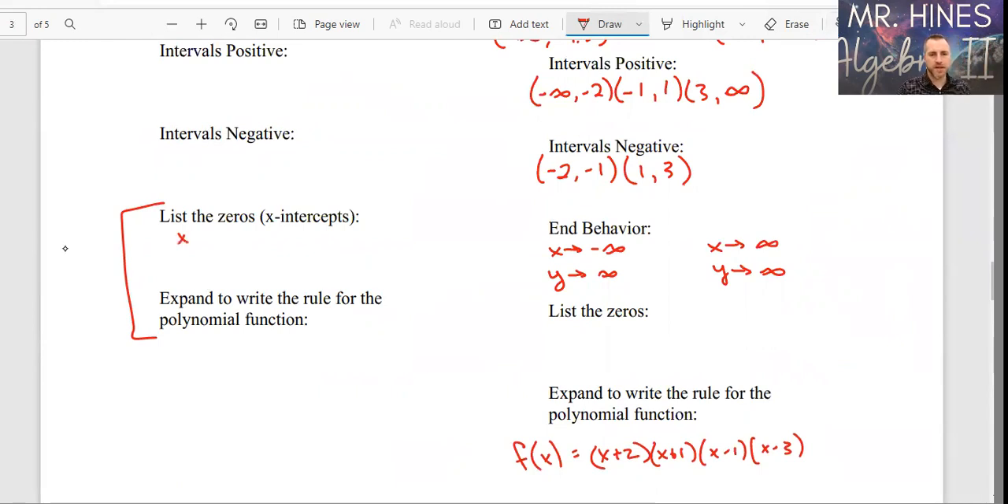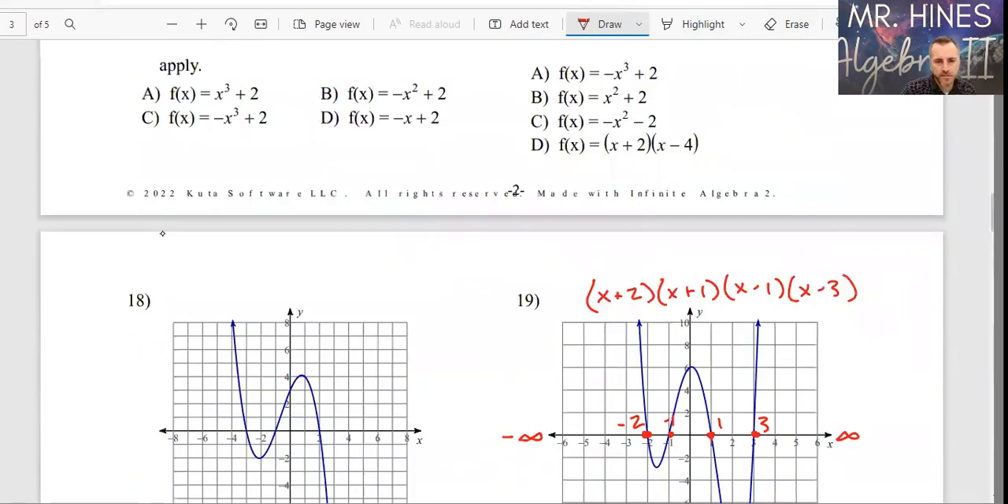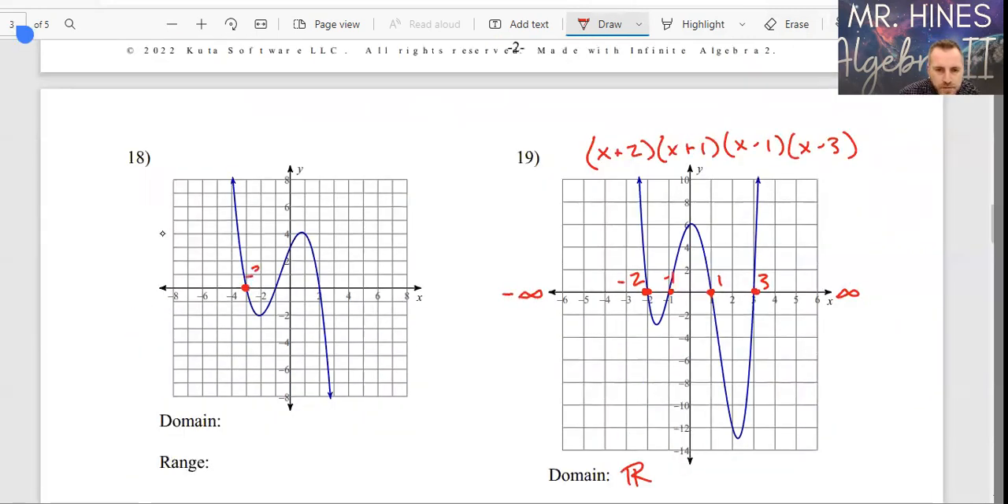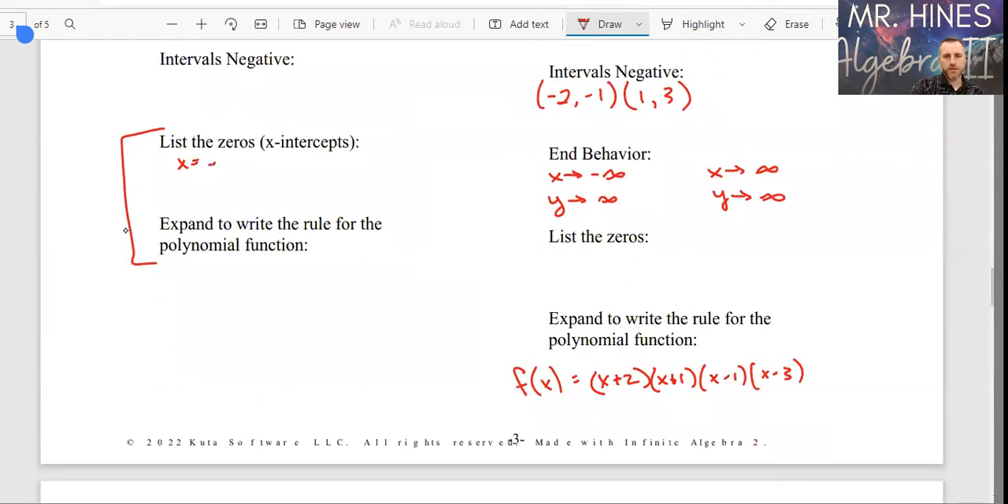List the x-intercepts. So x equals, let's go back over here. We've got -3, -1, and 2. -3, -1, and 2. Those are all our x-intercepts. And so what does that do? Well, it helps us write out the polynomial, or at least get a really good idea of what it is. x plus 3 comes from this one, x plus 1, and x minus 2. That is the function rule, or at least it's close to it.